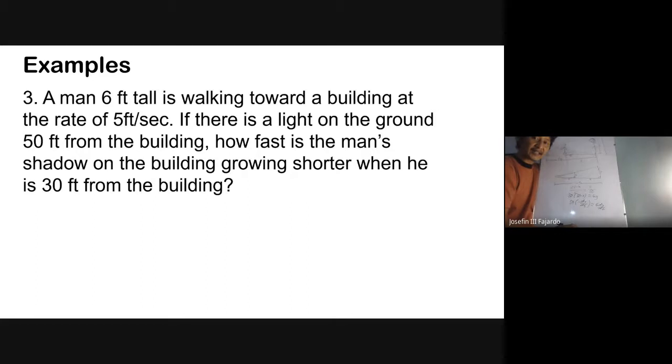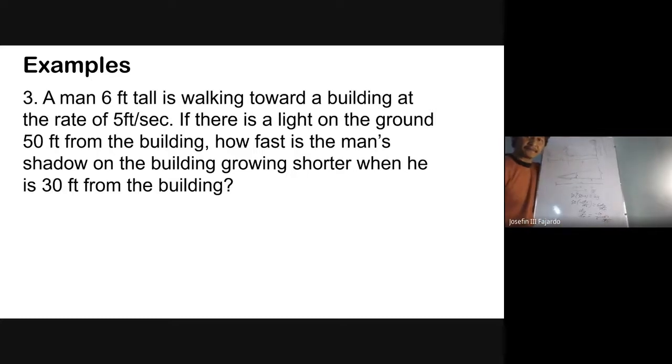So, ang kailangan natin sa problem, sabi sa problem, we need to find how fast is the man's shadow growing shorter when he is 30 feet. So, kailangan natin makuha si dy over dt. Okay? So, dy over dt, I can just divide both sides by 6. So, dy over dt will be equal to negative 50 over 6 dx over dt.